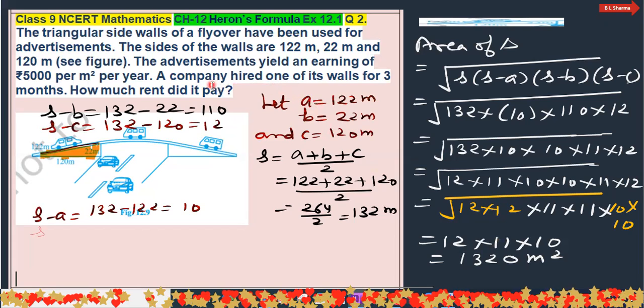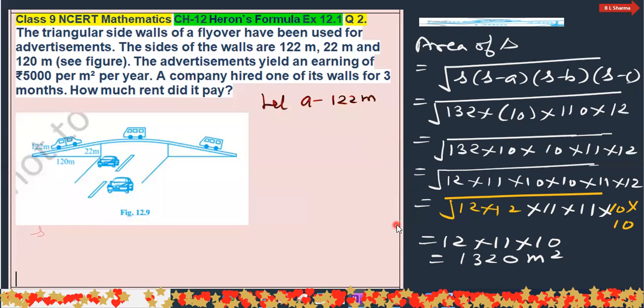Now we have to calculate how much amount is to be given. The advertisement gives an earning of rupees 5,000 per meter square per year. एक साल का 5,000 रुपया 1 मीटर स्क्वायर का है. We are having 1320 meter square, then how much amount is to be paid here? So see here.